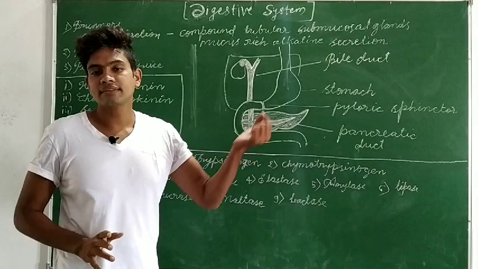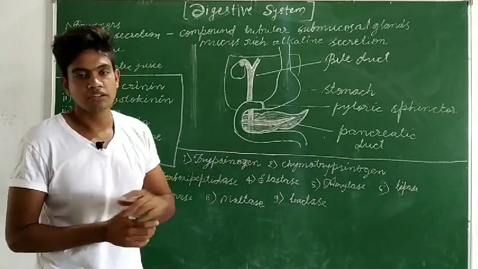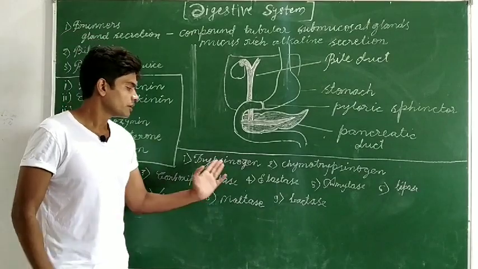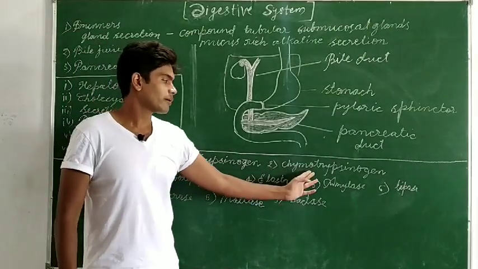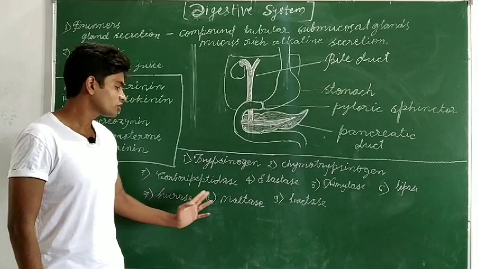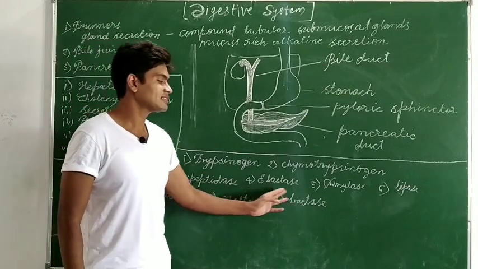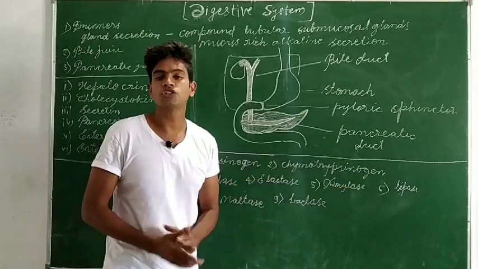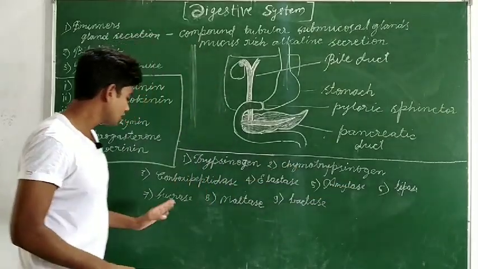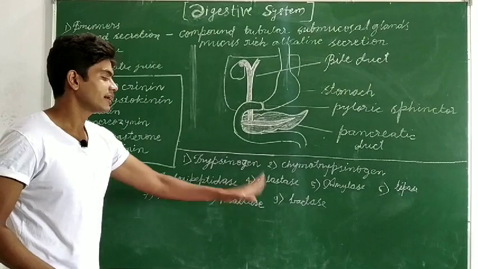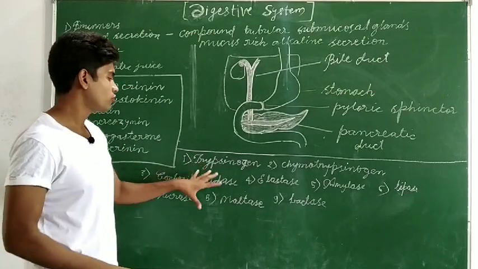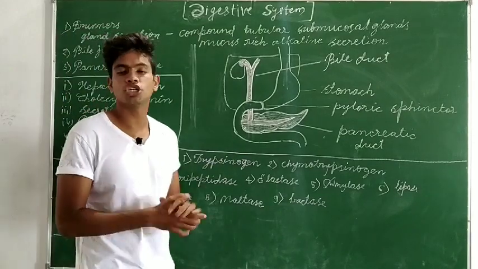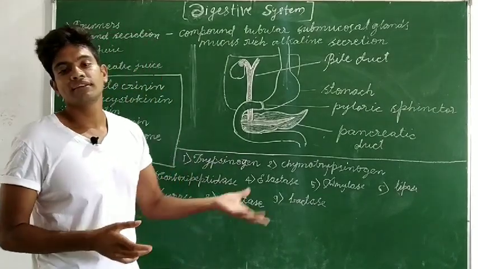Now see, pancreatic juice contains some elements in it. So we will see what are those. These are trypsinogen, chymotrypsinogen, carboxypeptidase, elastase, amylase, it is also called amylopsin, lipase, it is also called steapsin, and sucrase, maltase and lactase. So these are the group of enzymes which are actually released in the form of pancreatic juice. Now we will see what are their functions.